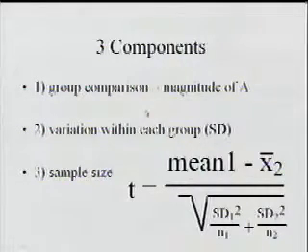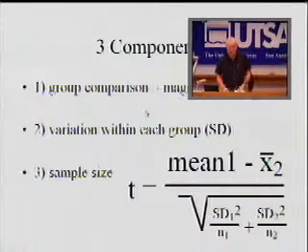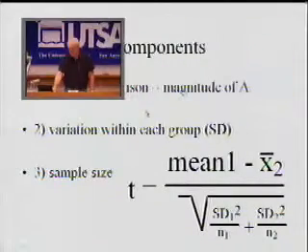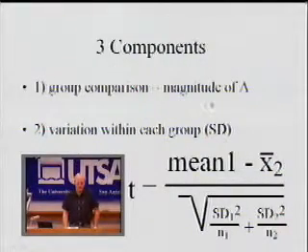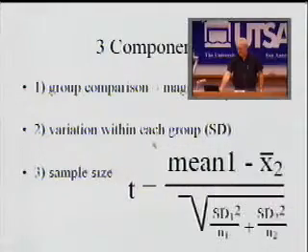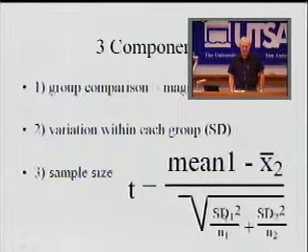So what this tells us is that there are three components to calculating a test statistic. The first is, of course, a group comparison, the magnitude of the difference, mean 1 minus mean 2. The second is the variation within each group, and this, of course, is reflected by the standard deviation. The third is the sample size, obviously represented by the n's.